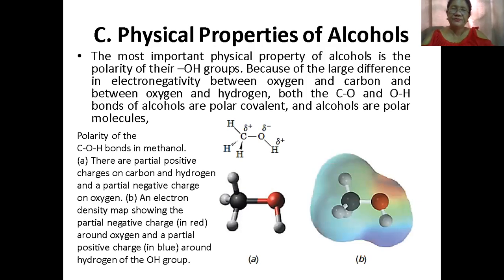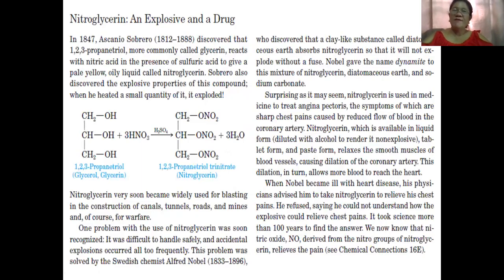So this is the polarity of the C-O-H bonds in methanol. If you can see here, your carbon could bond to another hydrogen, so that is partially positive. Your oxygen could bond to another hydrogen, and it's partially negative. And they are covalent bonds. Why? Because this could form hydrogen bonding.